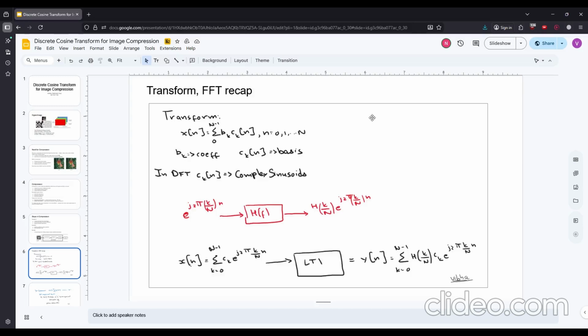In the DFT, the c_k[n] are complex sinusoids. We know that complex sinusoids are very useful in LTI systems: when a signal is expressed as a sum of complex sinusoids, the output is very similar to the input, except the coefficients are modified by the corresponding values of the frequency response.